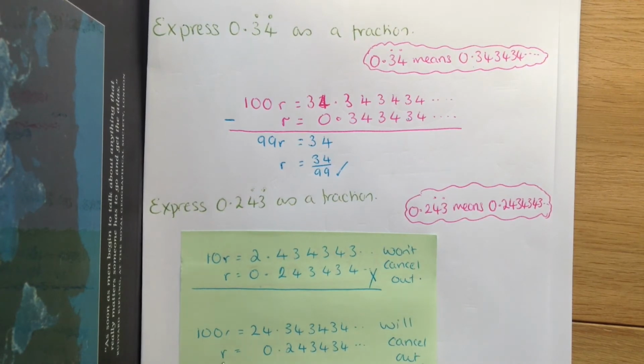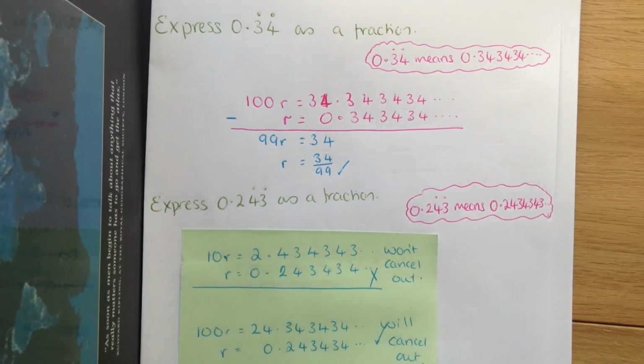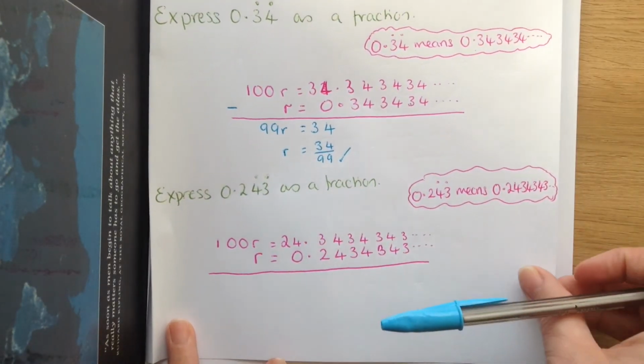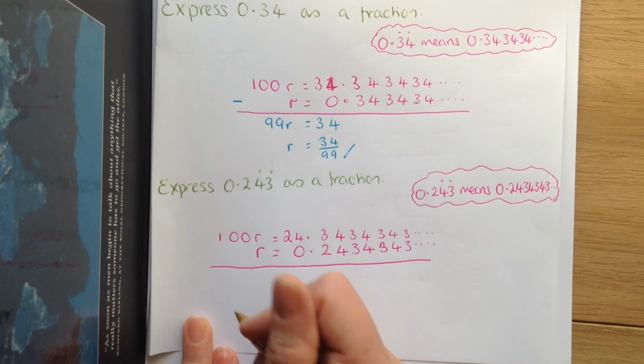But if I times R by 100, I get 24.343434, and they will cancel out. So that's the one I want. Okay, so here it is then. Just like before, I'm going to take away.